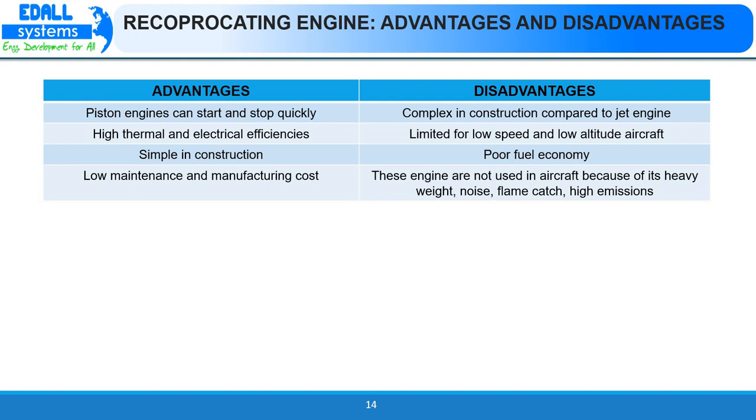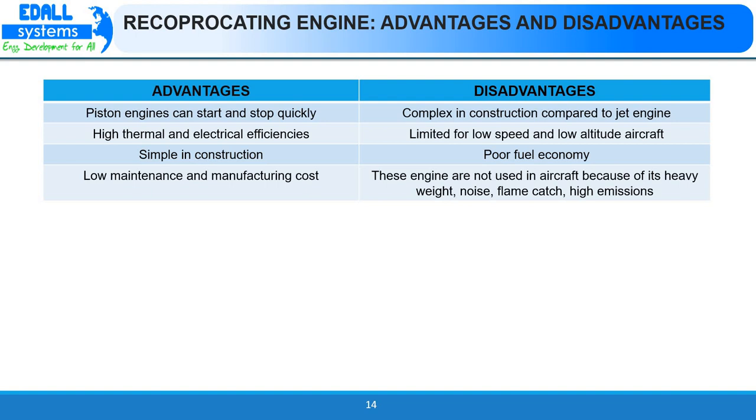Disadvantages of piston engines are that compared to jet engine, piston engines are complex in construction, and piston engines are used in aircrafts which fly at low speeds and low altitude. Piston engines have poor fuel economy. Piston engines are not used in aircrafts because of their heavy weight, noise, and high emissions.